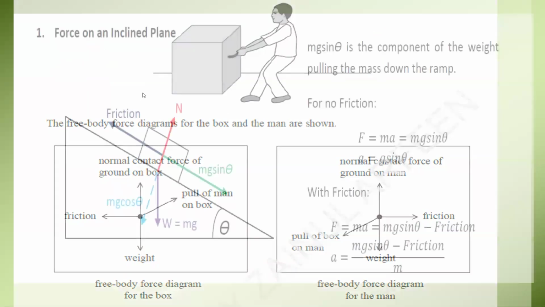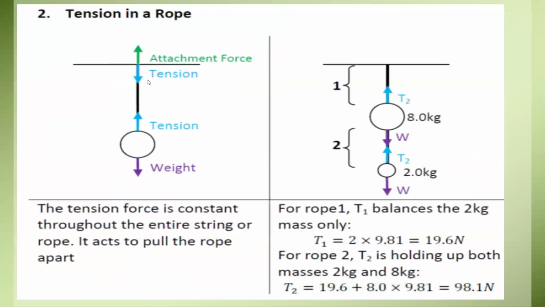Now, if an object is attached with a string or a wire, what are the forces acting on this object? If it was at rest or moving at a constant speed, the weight is acting downward and tension is acting upward with reference to this object. But as I mentioned, the direction of the tension is always to pull.